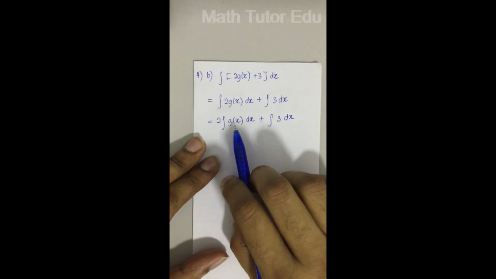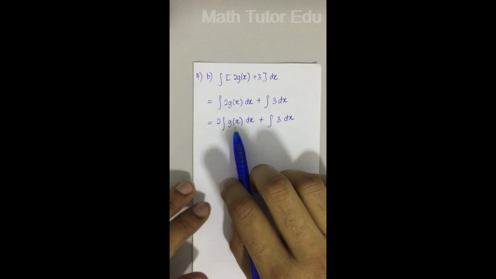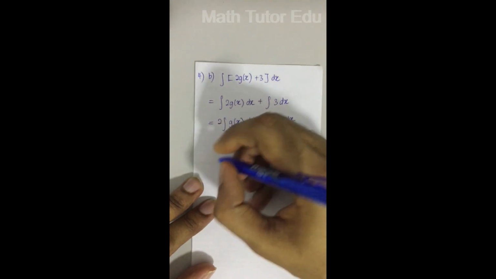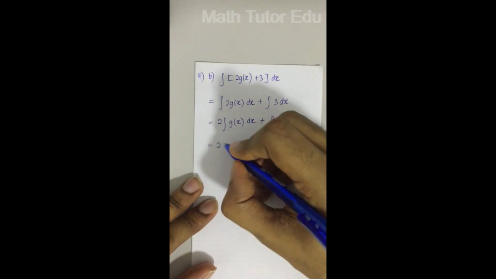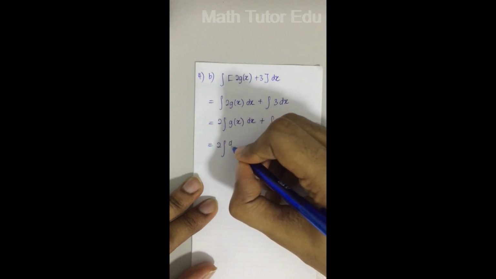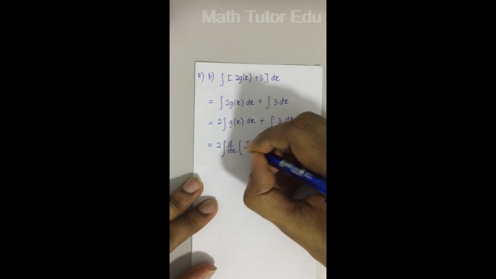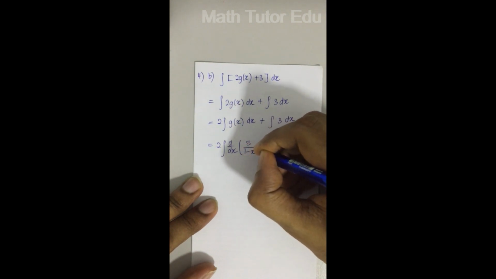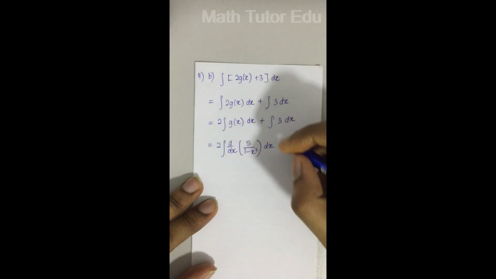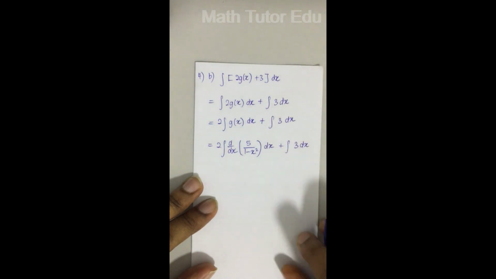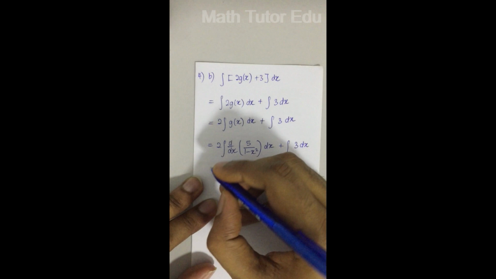Given that g(x) is equal to d over dx of 5 divided by 1 minus x square, which is the derivative of 5 divided by 1 minus x square, let us substitute it over here. So 2 times the integral of d over dx of 5 over 1 minus x square dx, plus the integral of 3 dx.